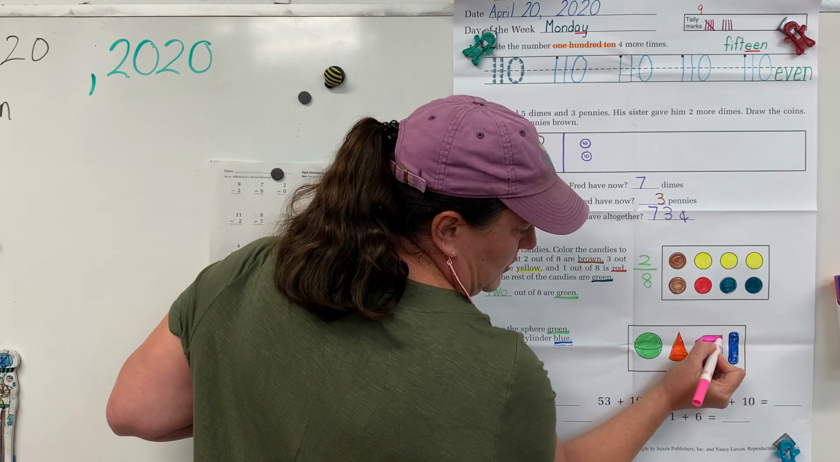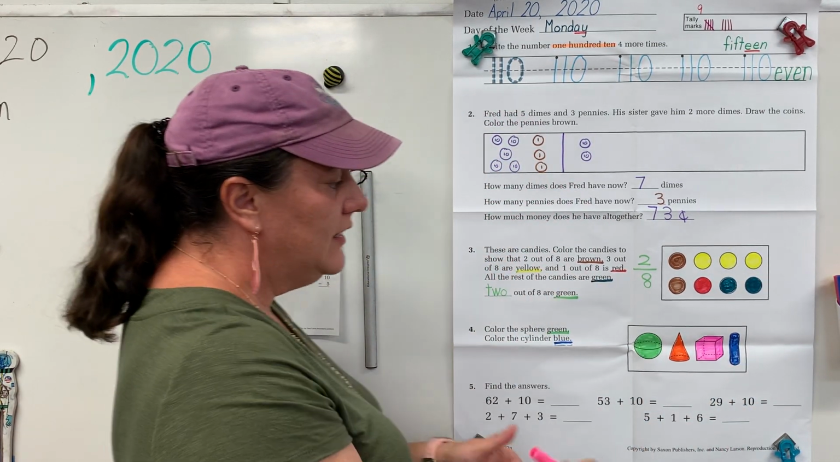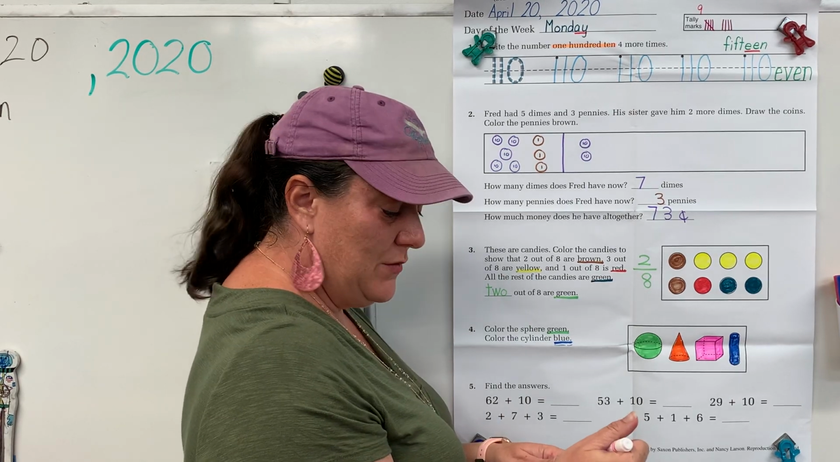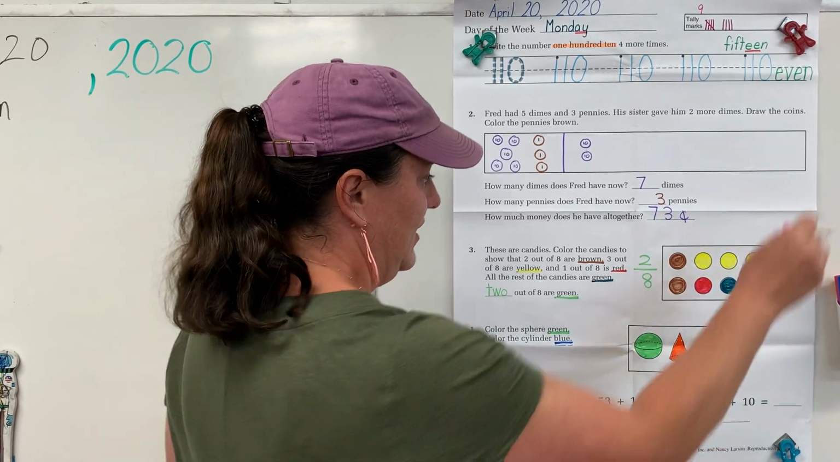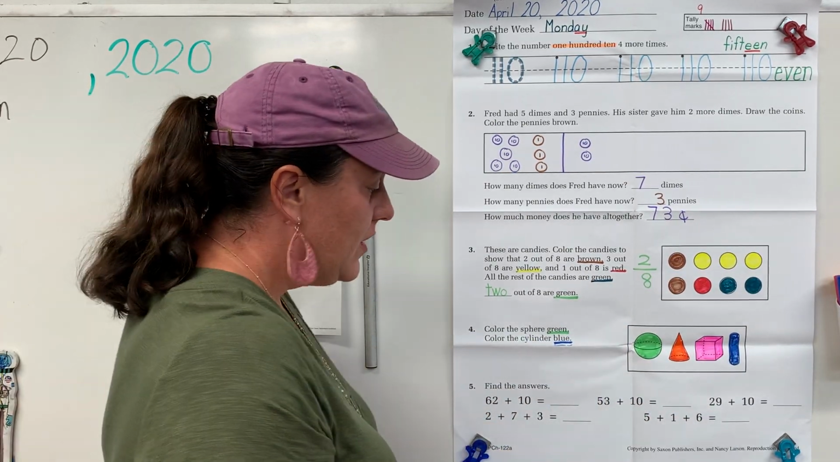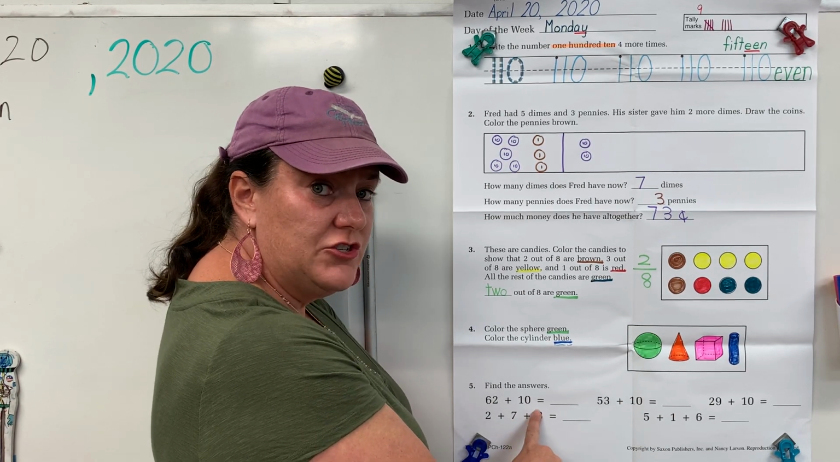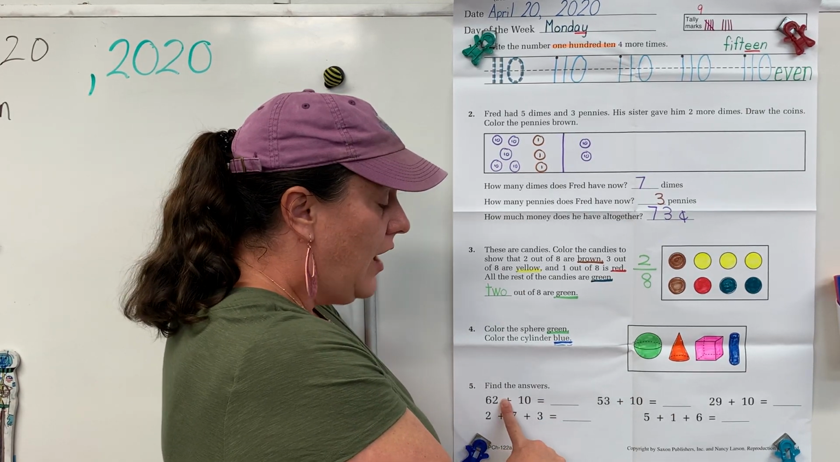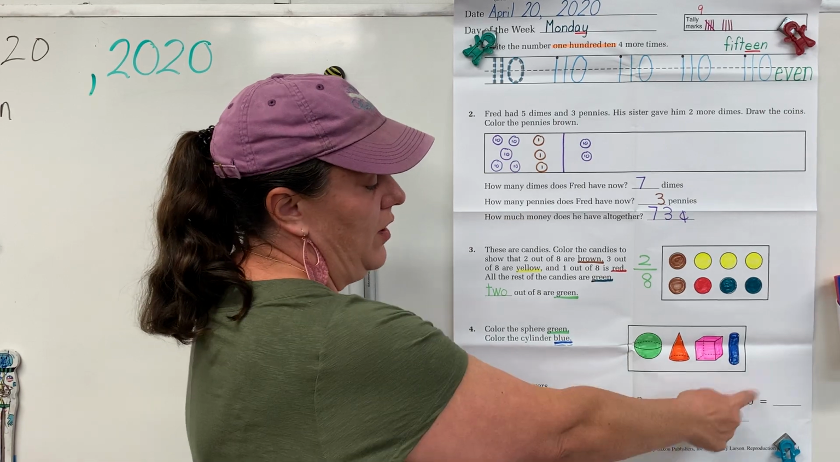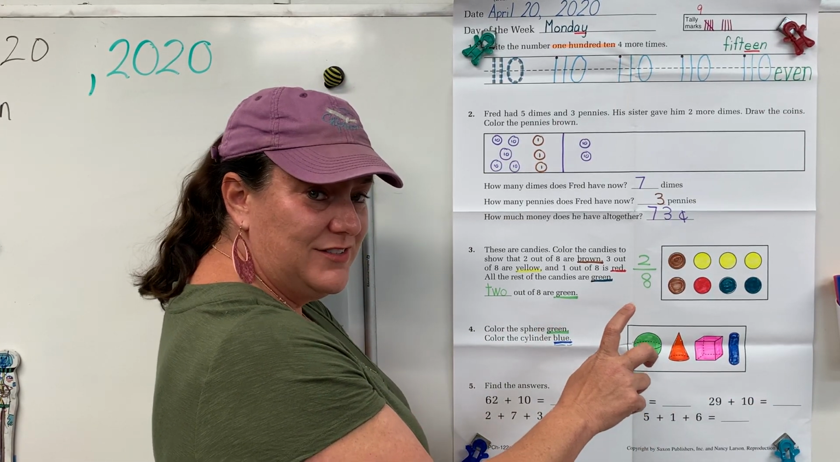All right, students who care about their work and want to do their best will get out their fat eraser and go back and erase any marks that went outside the line. All right, let's look down at the bottom. Remember we're adding 10. You can use your 100 chart or you can practice your skip counting by 10. I want you to do these 3 problems. Pause the video while you're doing that, and then unpause and check your answers.